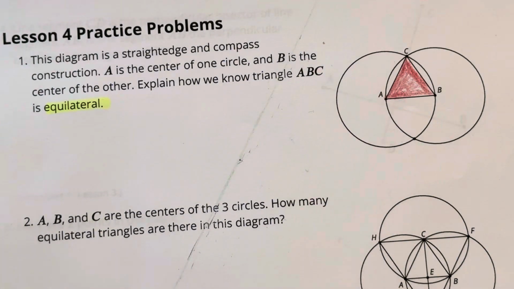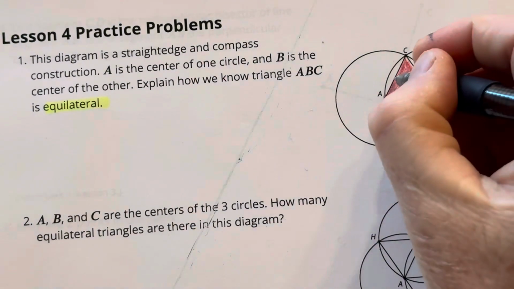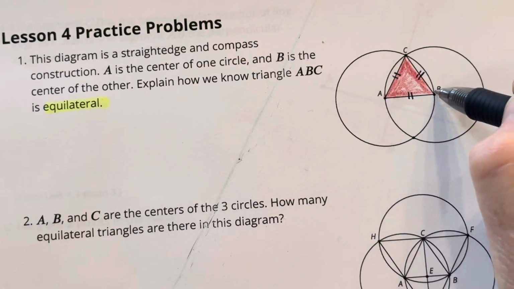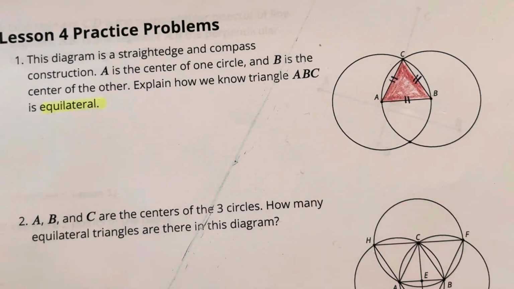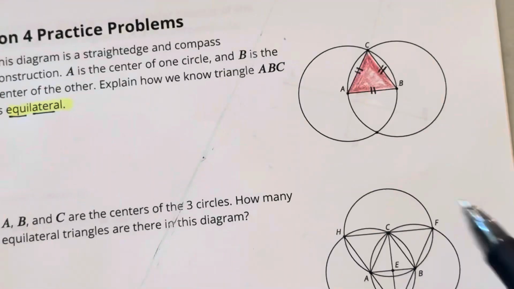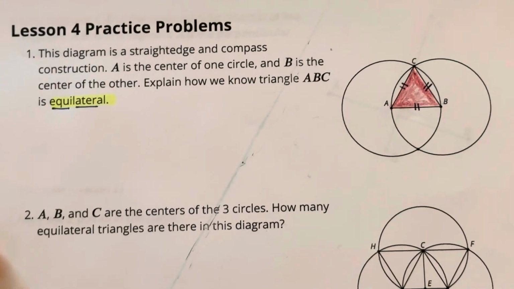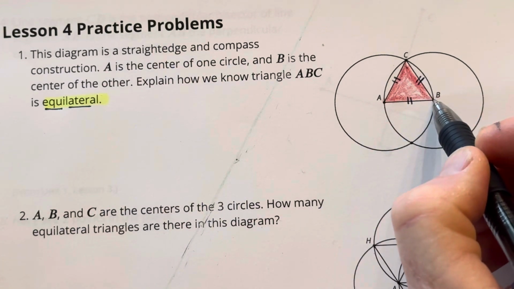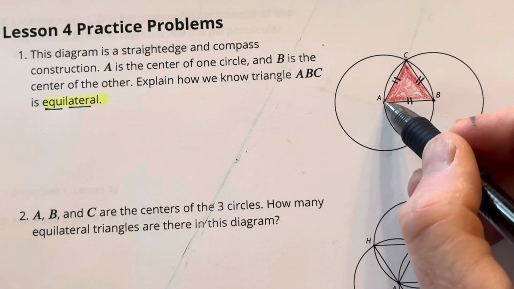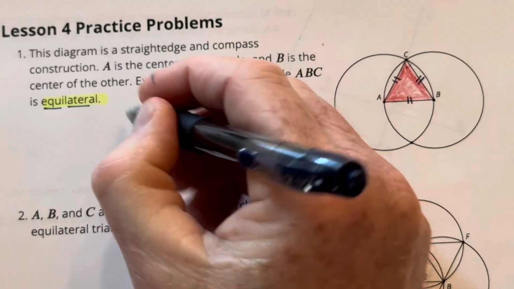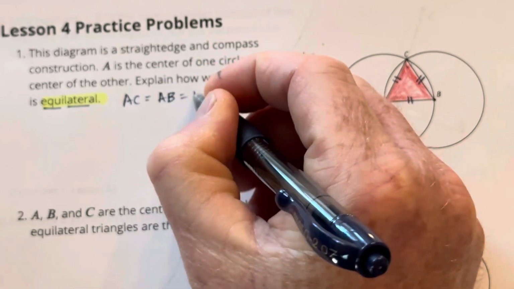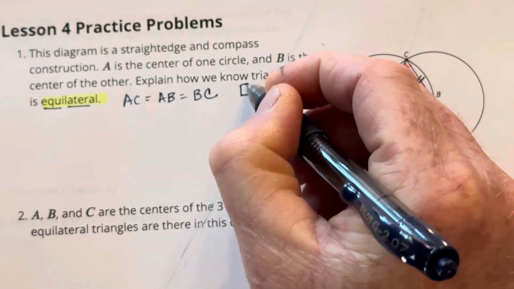Now for equilateral triangles, their lateral sides or lateral edges are all equal. So the lateral sides are all the same length. So how can you prove that AB is the same length as BC, which is also the same length as AC? So if you can say AC equals AB, which equals BC, then you are done.